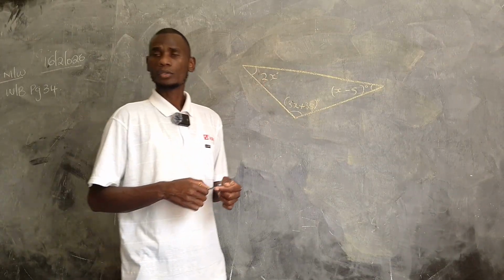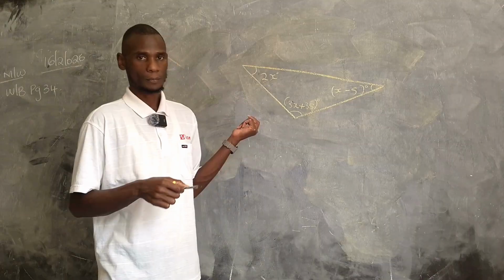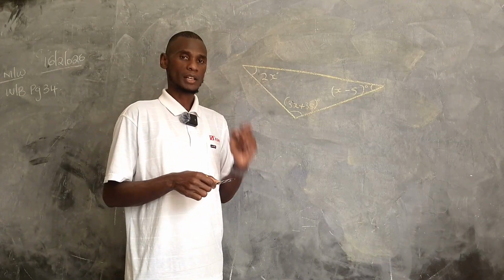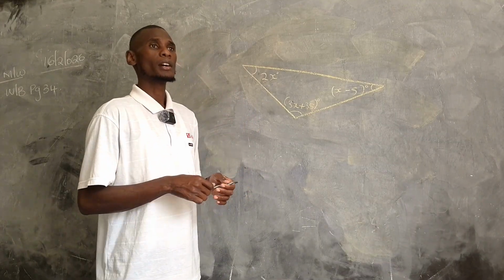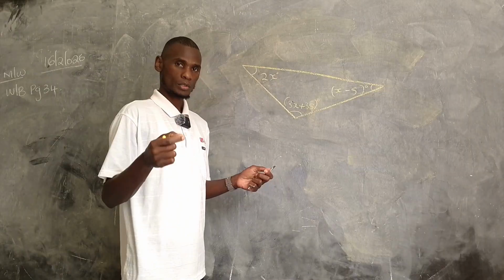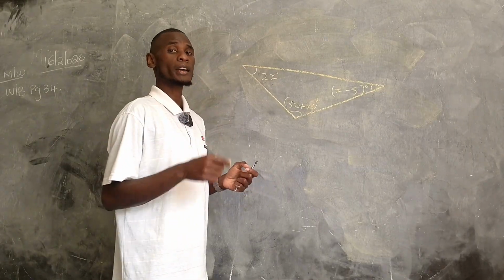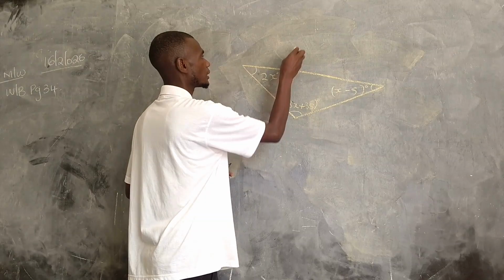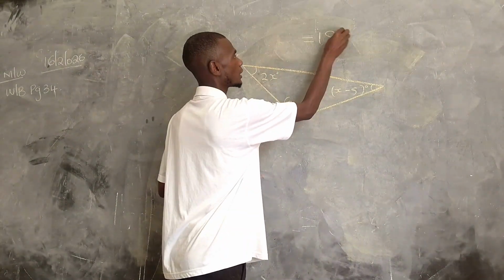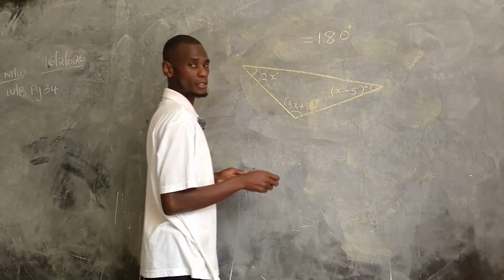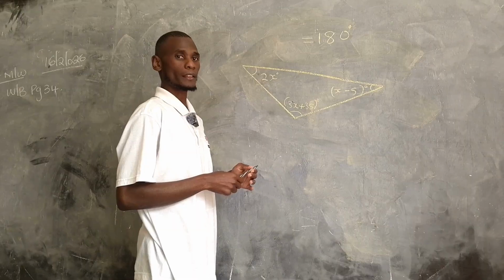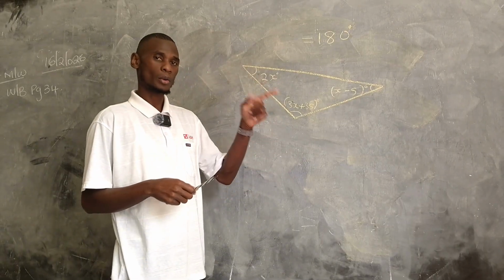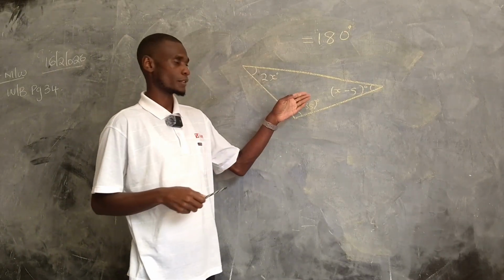And at that point, you have to know that this is a triangle. What do you know about a triangle? A triangle has 3 angles. These 3 angles add up to 180 degrees. So the 3 angles, if you add all of them, you are supposed to get 180 degrees. You have to know the total angle of a triangle for you to solve this.